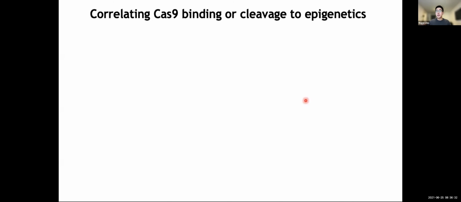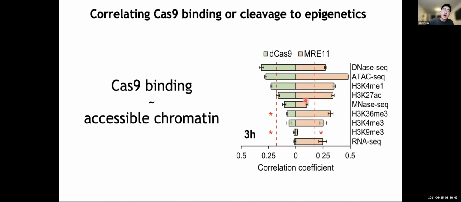And then we can correlate, for example, the level of Cas9 binding to these epigenetic markers at all Cas9 target positions. And what we found is, if you look at Cas9 binding, so without any cleavage, Cas9 binding is most correlated to chromatin accessibility, mostly, for example, DNase-seq and ATAC-seq. And this is pretty consistent with prior literature, which showed that Cas9 binds better at chromatin accessible regions. So this further validates the correctness of our analysis.